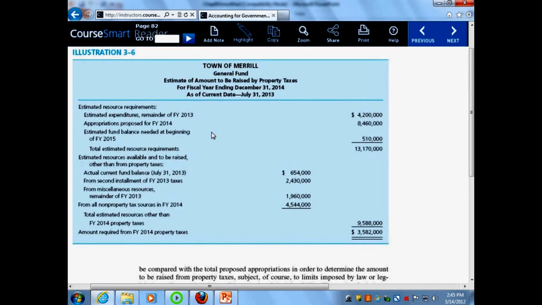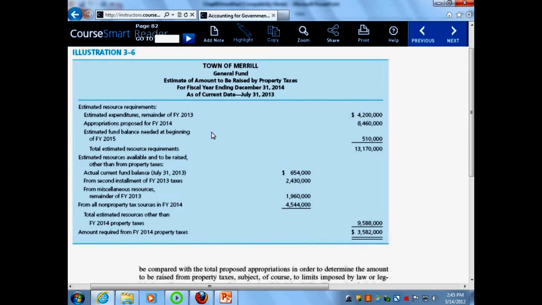First, we need to take into account what we need for the rest of the year from this point going forward, July 31st to the end of this year. So the first line says estimated expenditures, remainder fiscal year 2013. If you don't mind, with a pencil, put in your books that's from August 1 to December 31st. That's what we need the money for. From August 1st to December 31st, that's 4.2 million.